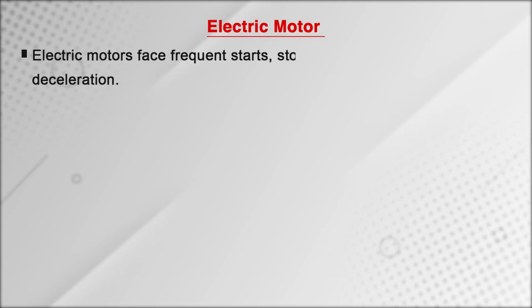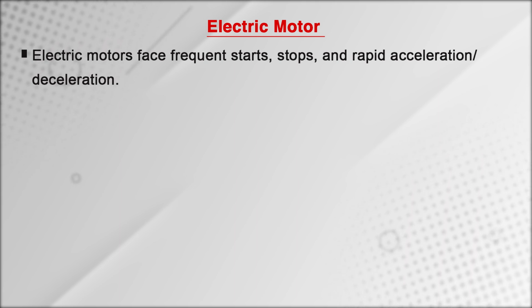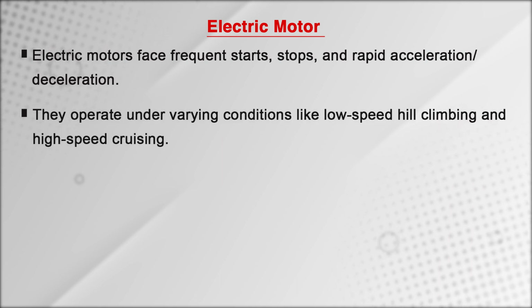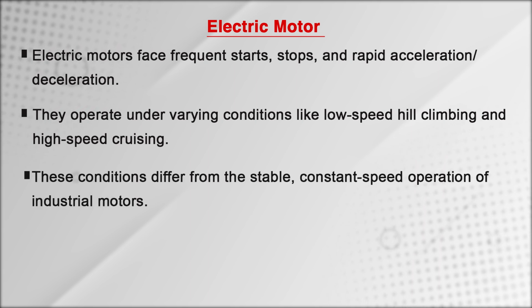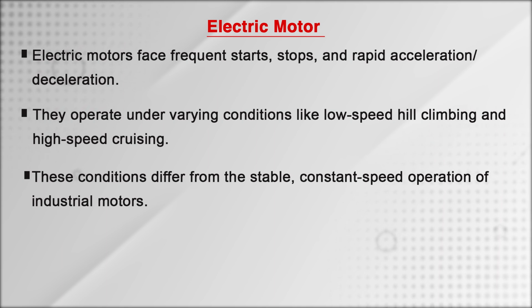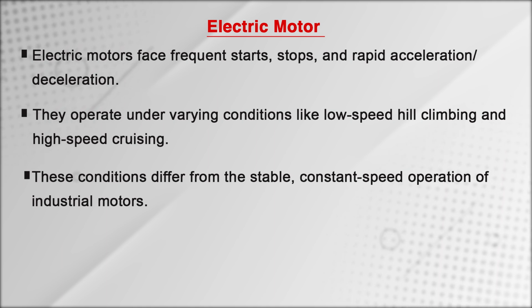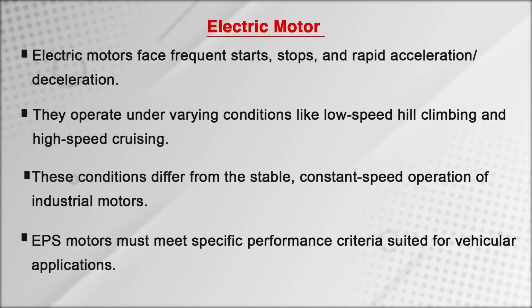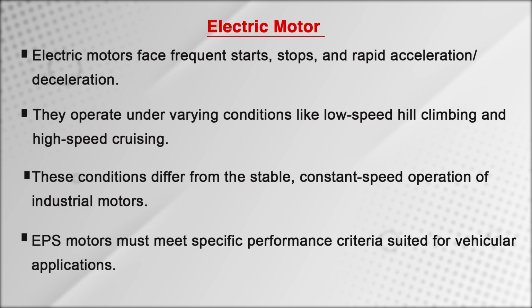Now, another important member of the electric propulsion system is the electric motor. In an electric propulsion system, electric motors are subjected to frequent starts and stops, rapid acceleration and deceleration, as well as varying conditions such as low speed hill climbing and high speed cruising. These conditions differ significantly from the stable operating conditions of industrial motors, which typically run at a constant rated speed under uniform circumstances. Consequently, the electric motor used in an electric propulsion system must meet specific performance criteria that are essentially required for vehicular applications.